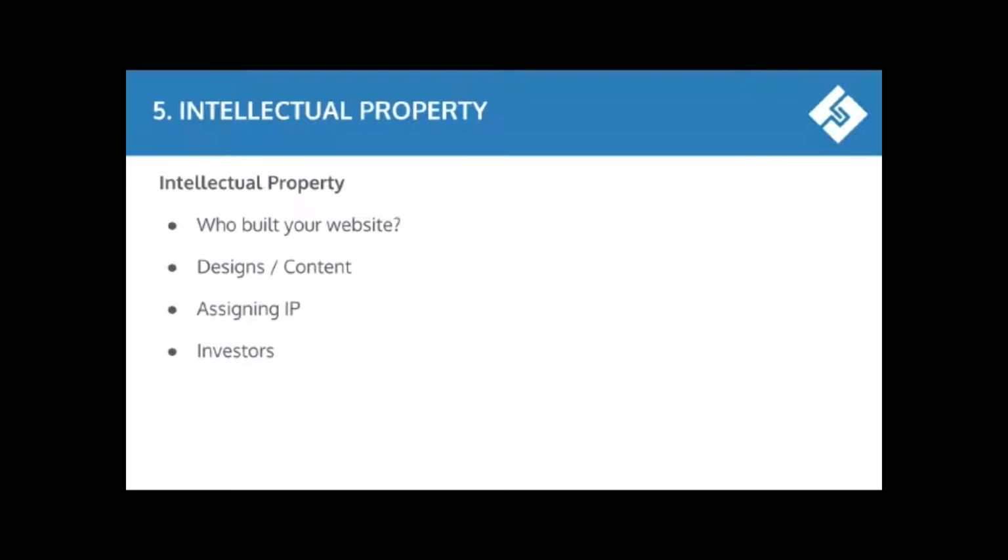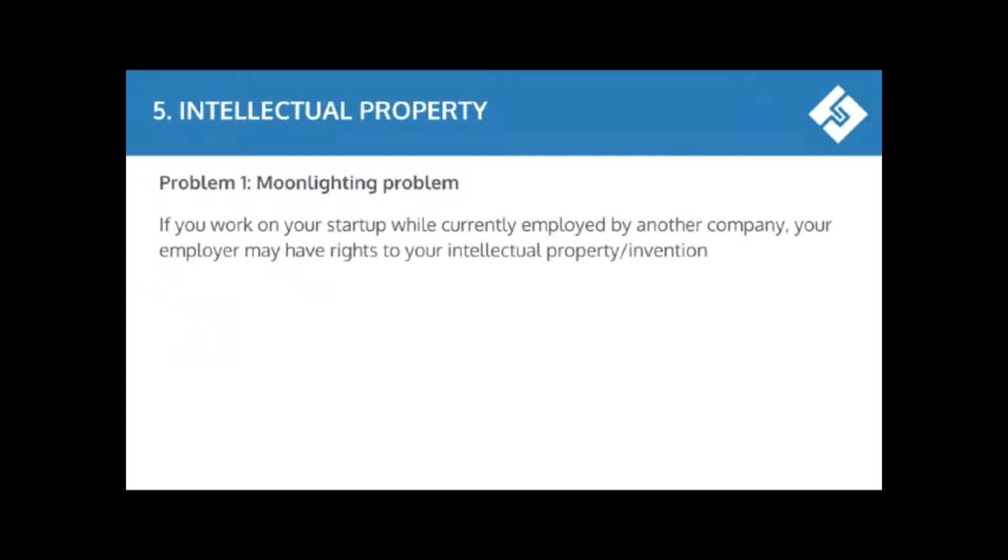So there are a couple of problems that we see day in, day out here at LawPath, and I'll cover the two most popular ones. The first one is the moonlighting problem. If you're working on your idea or your new business or your startup, but you're currently employed by another company, under your employment agreement there will most likely be an intellectual property clause. What that will say is that any IP that you create whilst on your company's time or using their resources, such as their computers or their phones, is automatically assigned to that company.